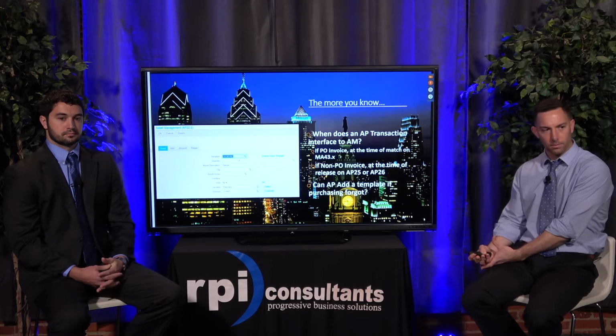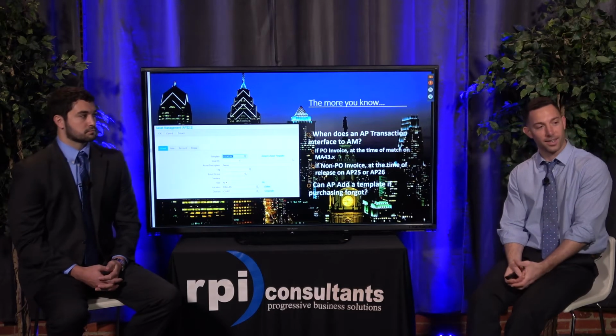And then 2 pop quiz questions. When you're entering an invoice, when do those transactions feed over to AM? Right, we're putting an invoice in there. We have a template that's coded on the invoice. And at what point does that actually create an AM15 record?